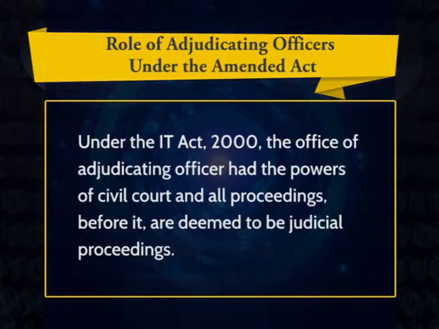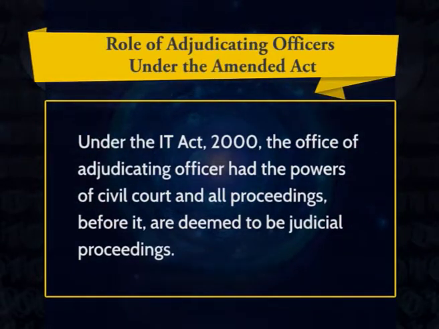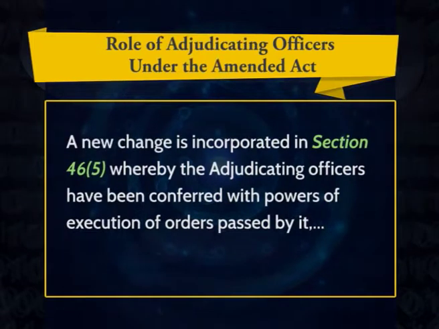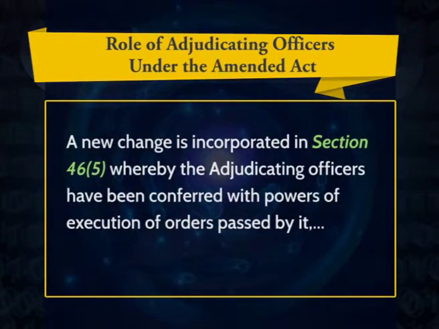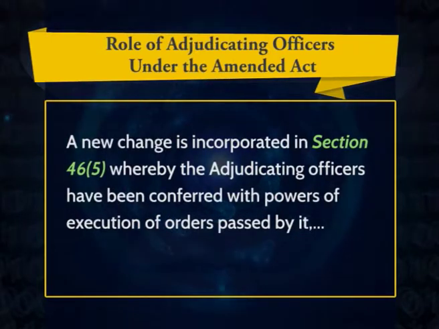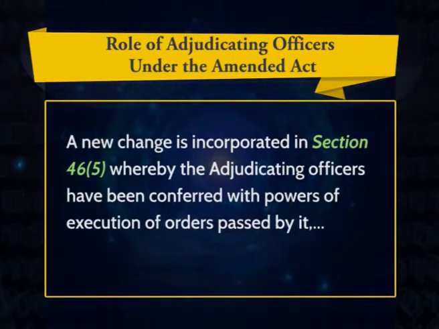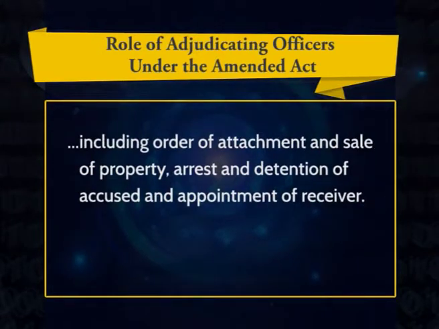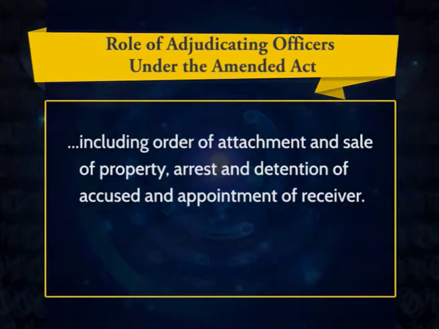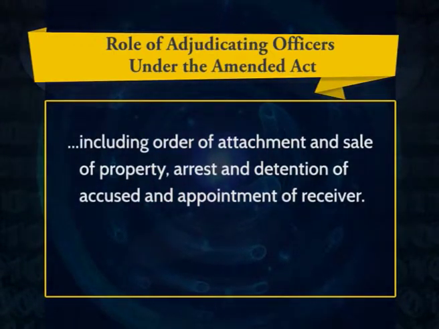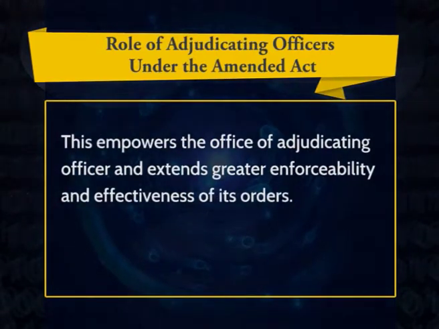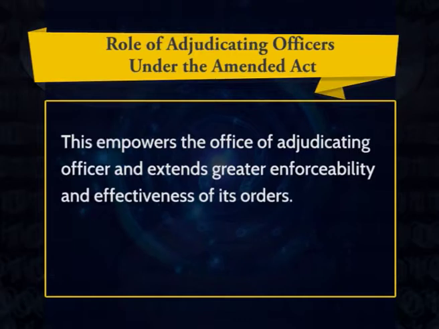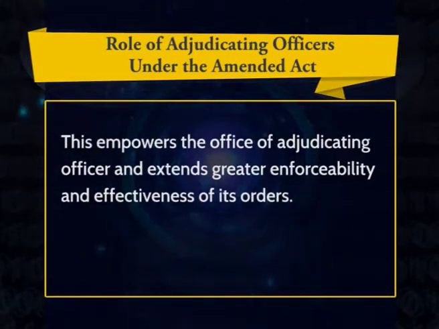In the IT Act 2000, the office of the adjudicating officer had the power of a civil court, and all proceedings before it are deemed to be judicial proceedings. A new change is incorporated in Section 46 subclause 5, whereby the adjudicating officers have been conferred with the powers of execution of the order passed by them, including orders of attachment and sale of property, arrest and detention of the accused, and appointment of receiver. This empowers the office of the adjudicating officer and extends greater enforceability and effectiveness to its orders.